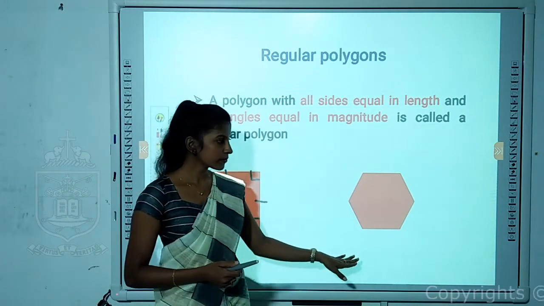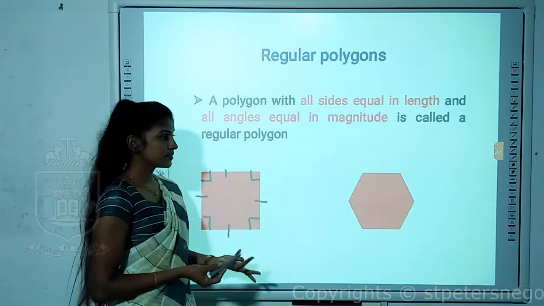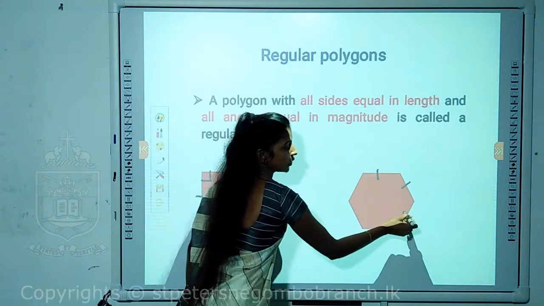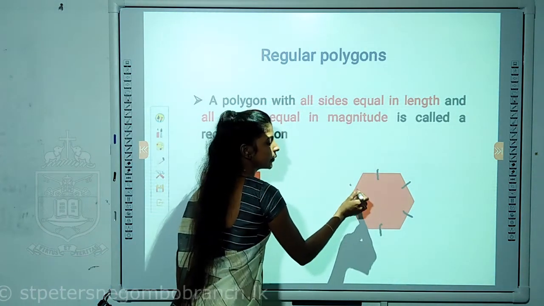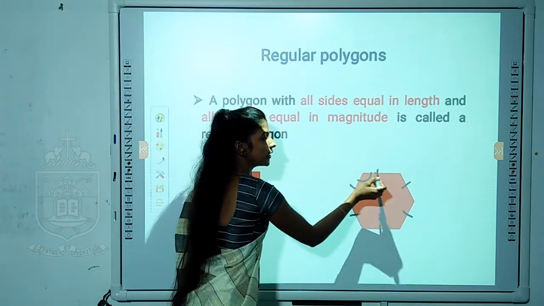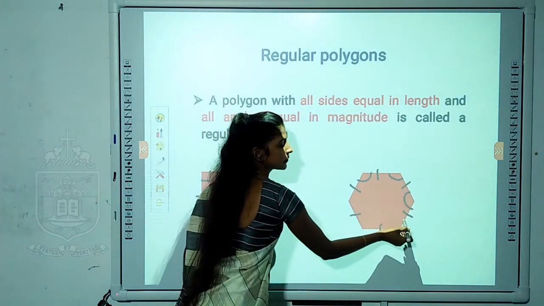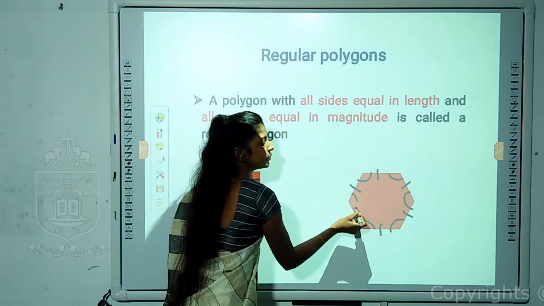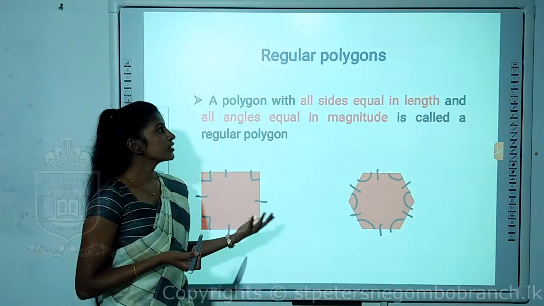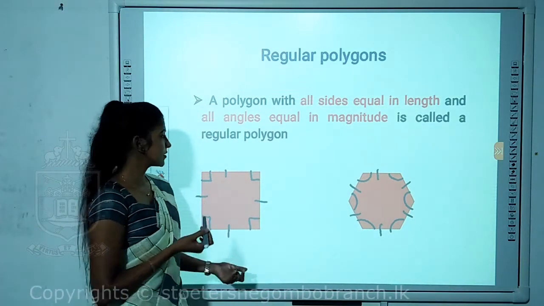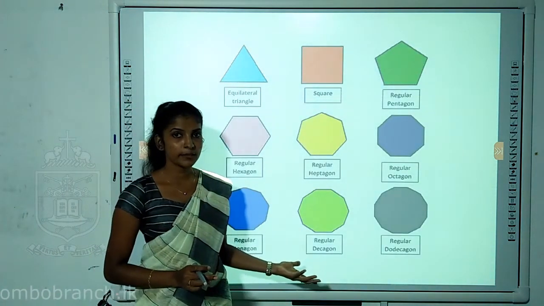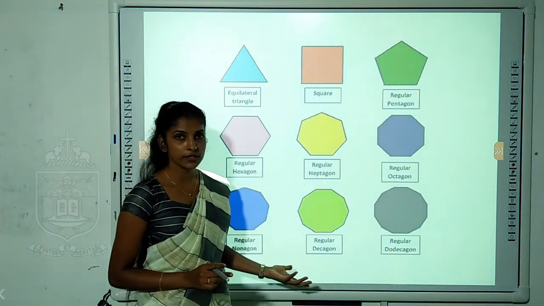Look at this figure. There also you have to use a symbol. If it is a regular figure, we can represent it like this. All the six sides are equal, and at the same time, all the angles are also equal to each other. They all have a common magnitude. So those are called regular polygons. Right, so here you can see some pictures of regular polygons.